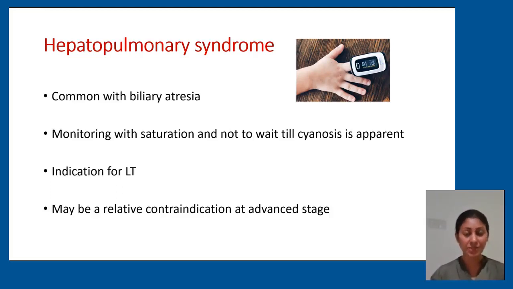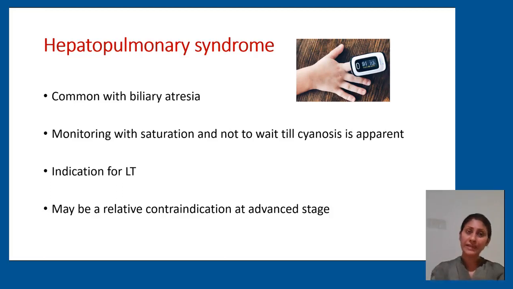You have to check the saturation in the upright position as well as in the supine position. In hepatopulmonary syndrome, they feel better in the supine position. And that will be an indication for liver transplantation, provided their synthetic functions are normal and they are well; otherwise still it would be an indication for liver transplantation.